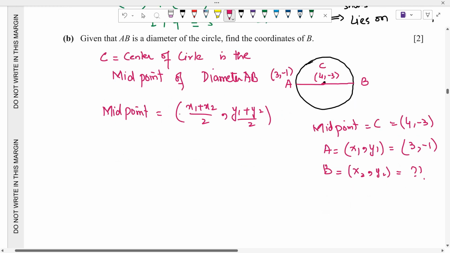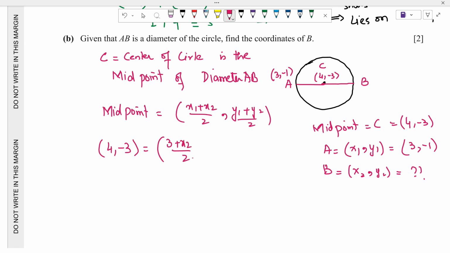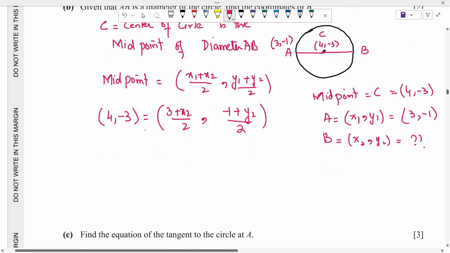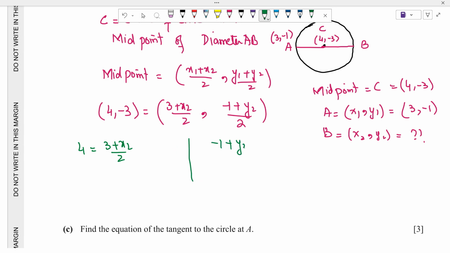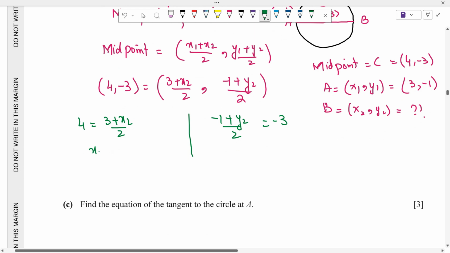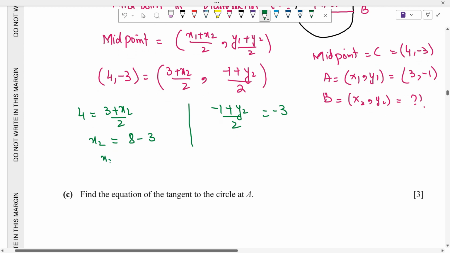So plugging these values into the midpoint equation, we will have C, which is (4, -3), equals (3 plus x2) over 2 comma (-1 plus y2) over 2. Equating x coordinate and y coordinate, we will have 4 equals (3 plus x2) over 2, and on the other side we will have (-1 plus y2) over 2 equals -3. In this case, x2 is equal to 8 minus 3, and x2 is equal to 5.